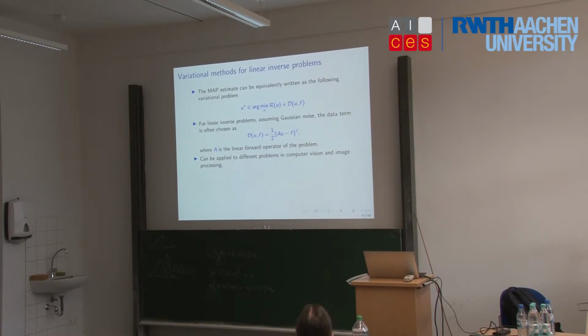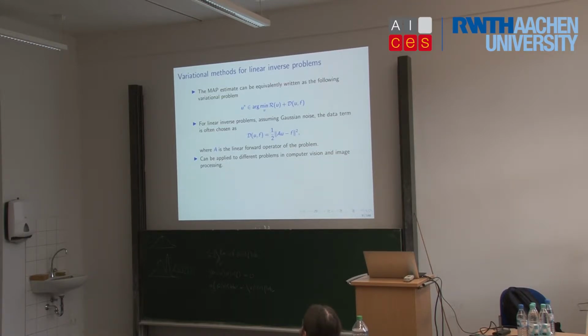So very often in this talk, we will have a fixed choice for our data fidelity term. Namely, not always, but in most cases, it will be a quadratic difference between your observed data F and A times U, where A is a linear operator, the so-called forward operator. When you think in terms of inverse problems, A will be the forward operator of your inverse problem.